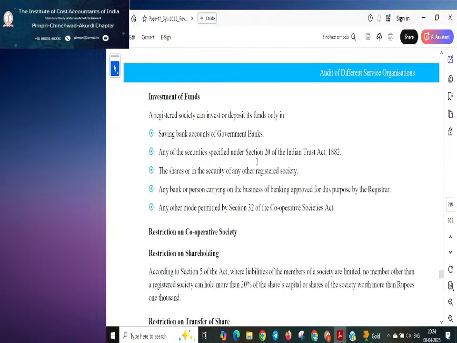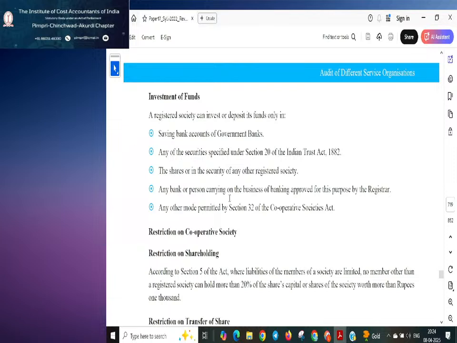This is one area where you should be very careful. A registered society can invest or deposit its funds only in savings bank accounts of government banks, that is the nationalized banks, any of the securities specified under section 20 of the Indian Trusts Act 1882, the shares or any other security of any other registered society.